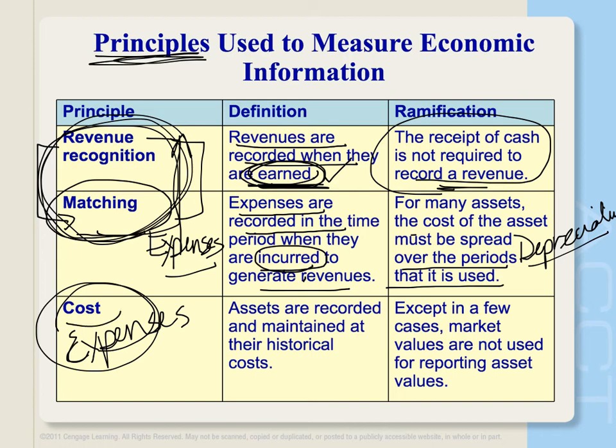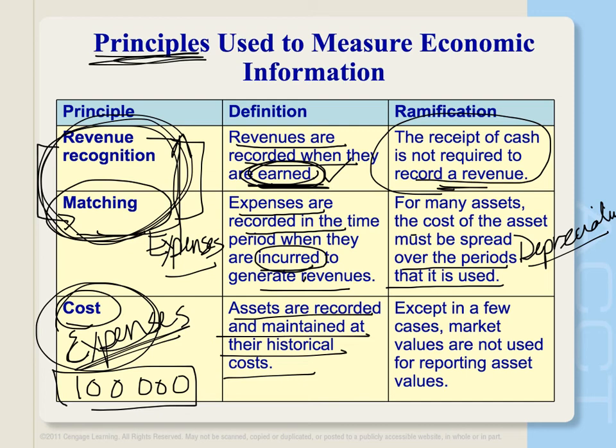Last but not least, when we have costs or certain expenses, assets are recorded and maintained at their historical costs. So that means if I buy a piece of equipment for $100,000, I'm going to record it for $100,000. It doesn't matter that down the street, that same piece of equipment is $120,000. That's the market value. I don't care. I paid $100,000 for it. That's what I'm going to record. So it doesn't matter what the current cost is. We are going to record it at historical cost, and what that means is what we paid for it.